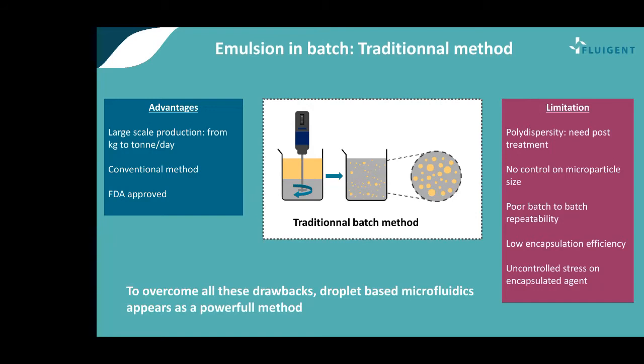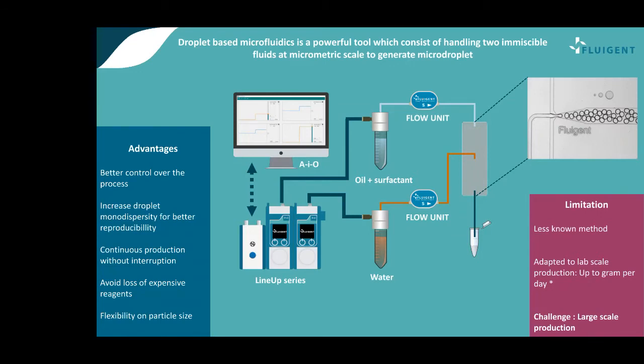So to target a specific size, we need to add a post-treatment method, such as sorting, and only keep a range of droplets and get rid of the others. So we will also generate a loss of expensive reagents. There is no control on microparticle size, as we have a big dispersion in terms of size. Then poor batch-to-batch repeatability, as we do not control the microparticle size. By using this method, we also have low encapsulation efficiency. And by using mechanical forces or sonication, we are generating uncontrolled stress on the encapsulated agent, which could be a real drawback. So to overcome all these limitations, droplet-based microfluidics appears as a good method and a good tool.